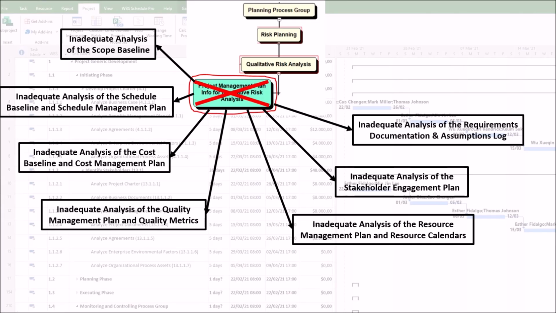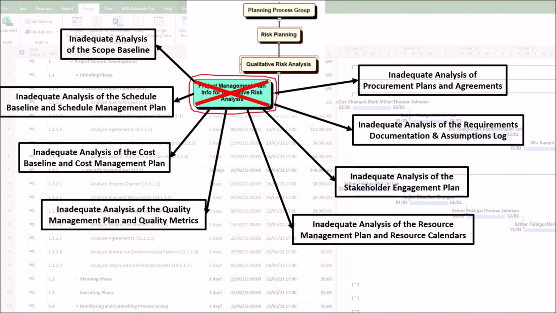7. Inadequate analysis of the requirements documentation and assumptions log. As a result, this is the main source of missed risks. Why does this happen? Unverified assumptions are, by definition, risks. The assumptions log is a direct input to risk identification. If it's not rigorously analyzed, these latent risks never surface. Similarly, ambiguous or conflicting requirements are major risk triggers that will be missed.